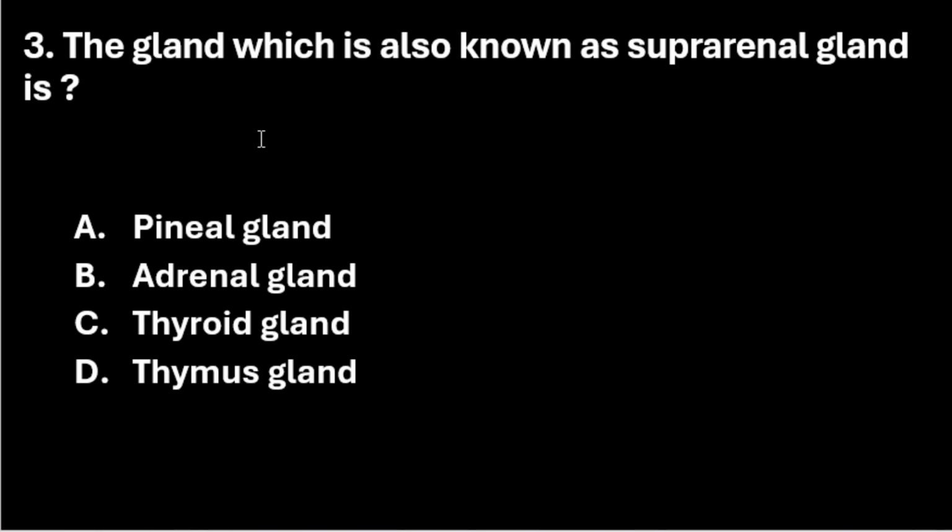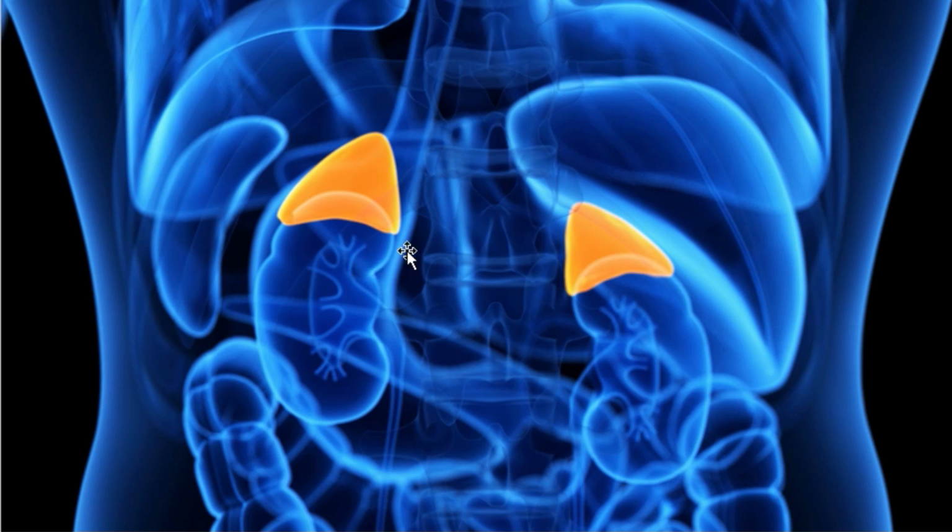Next question. The gland which is also known as suprarenal gland is: pineal, adrenal gland, thyroid gland, thymus gland. See, the suprarenal gland is the adrenal gland, the gland which is situated above both kidneys. So the meaning of suprarenal is above kidneys.